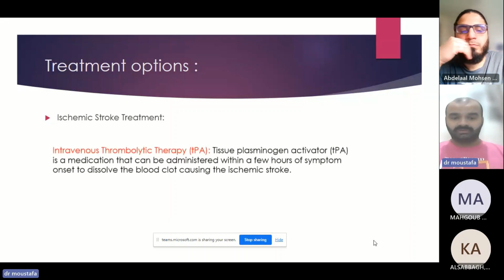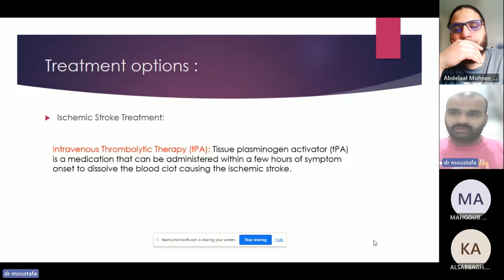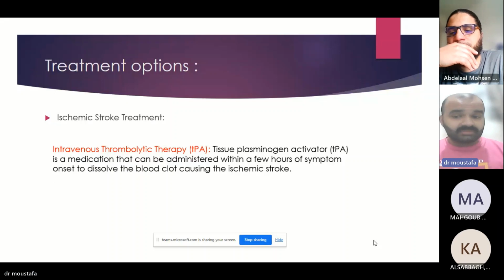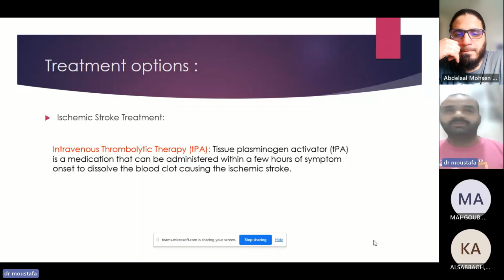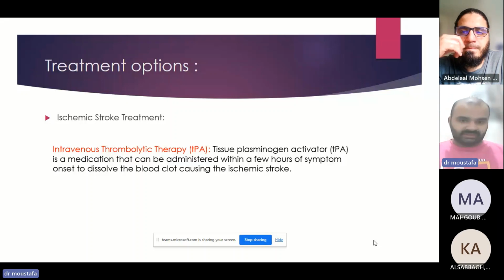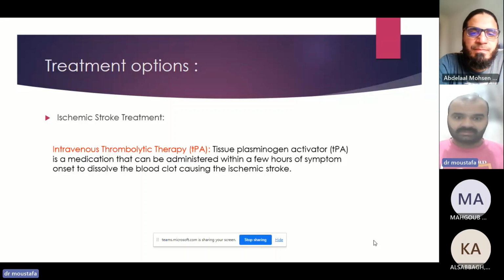So, ischemic stroke treatment. If the patient comes in within the window phase, we'll start with the TPA, tissue plasminogen activator. It's a medication that can be administered within a few hours of symptoms to dissolve the blood clot. It has a very, very high percentage of success, right? Okay, this is ischemic stroke.